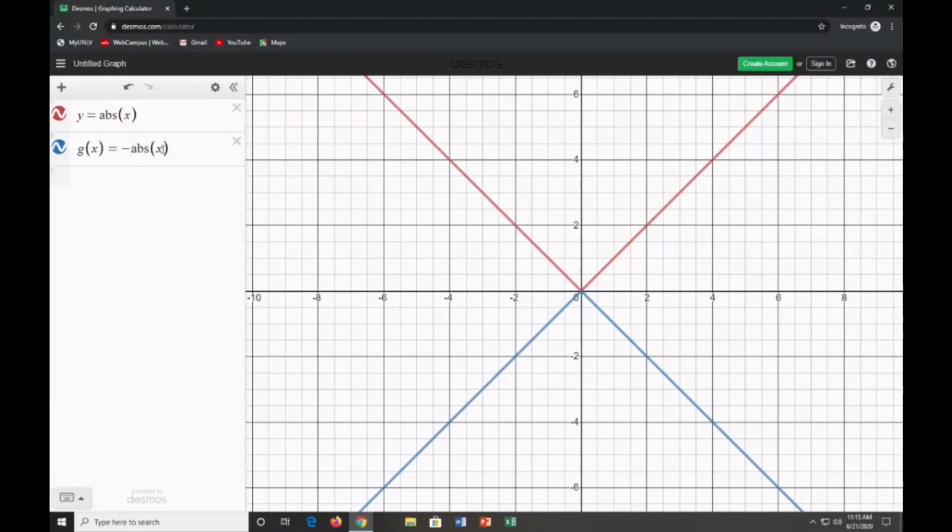What about if we put that minus inside the function, right in front of the x, rather than in front of the function? Well, we expect the graph to flip across the y-axis this time. Let's see it.